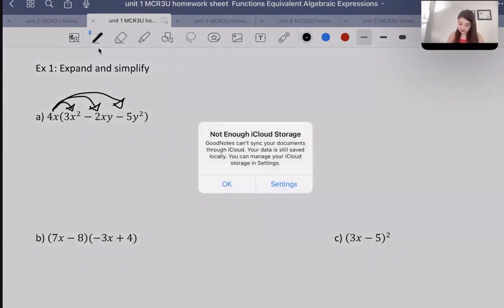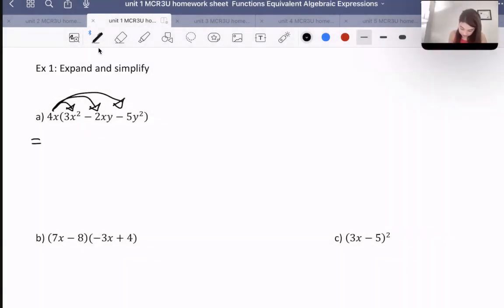So let's do that. Okay, so this first one would be 12x cubed. The second one would be negative 8x squared y. And the third one would be negative 20xy squared. Now I'm going to backtrack a little bit.